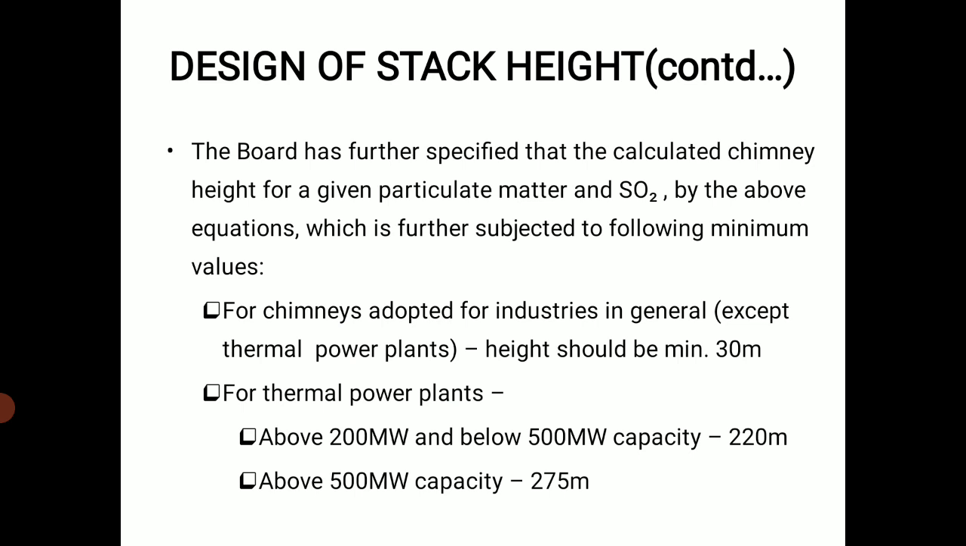And the board has further specified the minimum values based on the following conditions. For chimneys adopted for industries other than thermal power plants, the height should be minimum 30 meter, and for thermal power plants, if the capacity is between 200 to 500 megawatt, then a height of 220 meter is required, minimum height. Then if it is above 500 megawatt capacity, then 275 meter height is required.